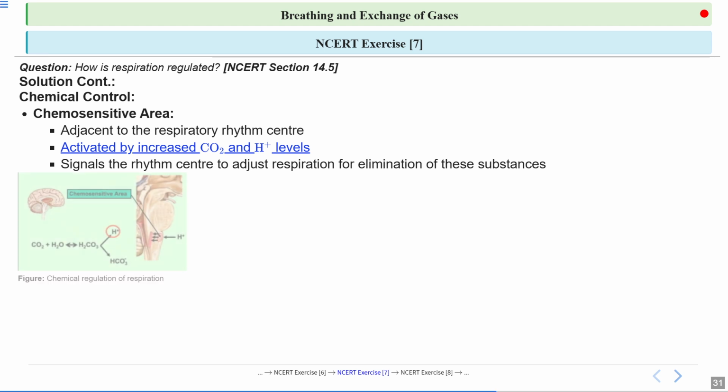Very important. Right? So here you can see the chemosensitive area, the carbon dioxide combined with water, H2CO3, HCO3 minus is formed, and hydrogen. So this hydrogen ion in this particular region, it is very sensitive to the formation of hydrogen, and it gives the idea that carbon dioxide is increasing here, right? So you need to change the rhythm of respiration.